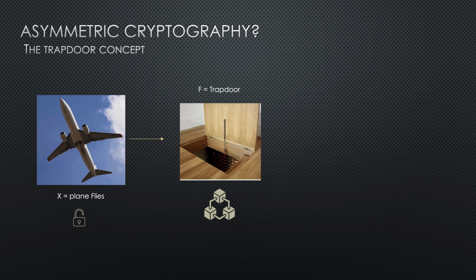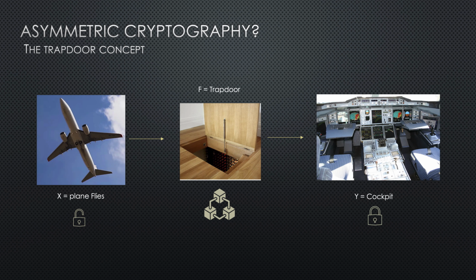F is the trapdoor function. And when you get on a plane, of course, you know how a plane flies. But if you're faced with this scene, oh my goodness, you would think, oh, how on earth does that work? So Y is the cockpit.